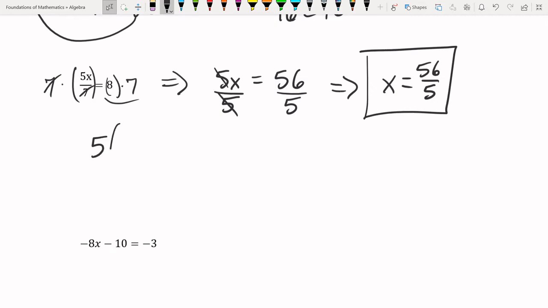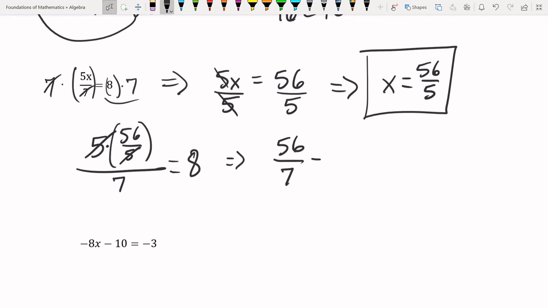This one I want to check really quick to make sure we have it all good. This is 56 over 5 plugged in, that's what the equation becomes. 5 times 56 over 5, the 5's cancel because the 5 is multiplying here and it's dividing there. That gives me 56 over 7 equals 8. And 56 divided by 7 is 8. So that's a true statement.